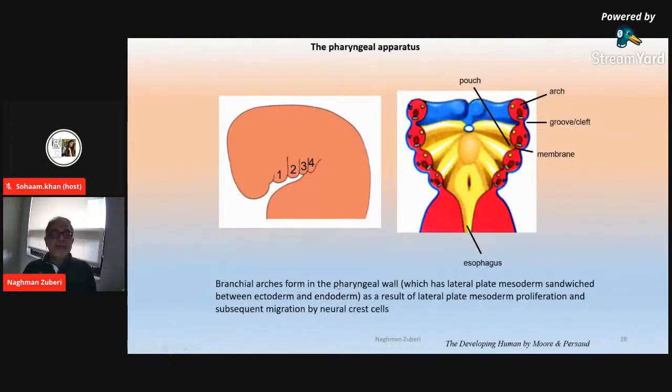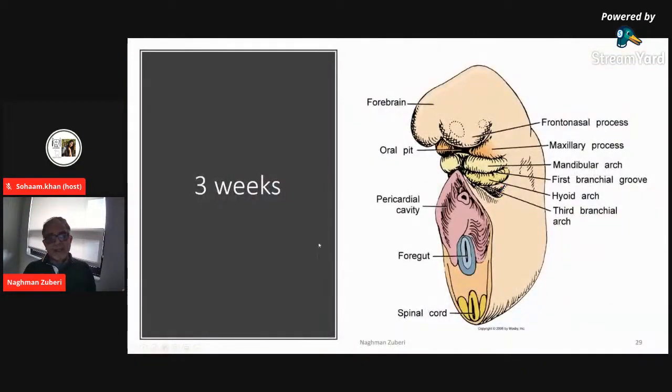Branchial arches form in the pharyngeal wall, which has lateral plate mesoderm sandwiched between the ectoderm and endoderm. As a result of lateral plate mesoderm proliferation and subsequent migration by neural crest cells, it occurs. This is an almost 3 to 3.5 week old embryo.